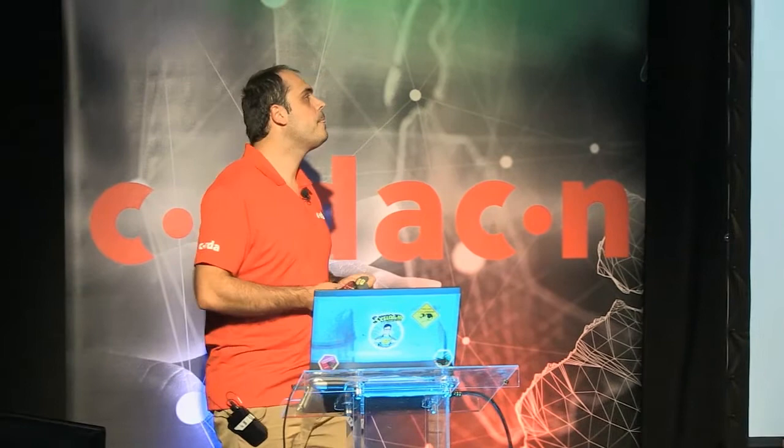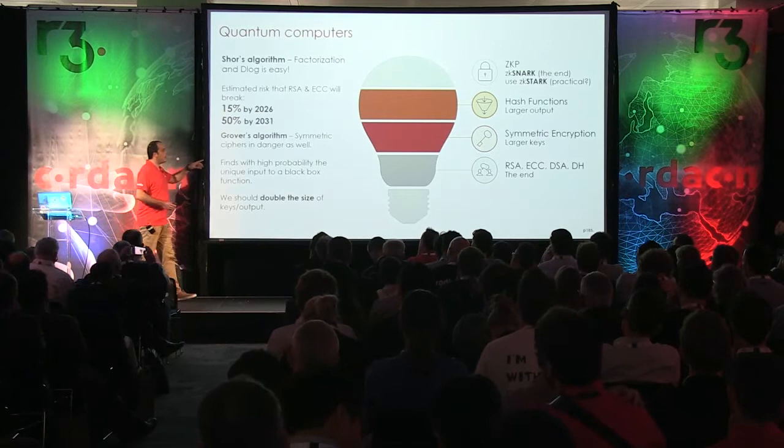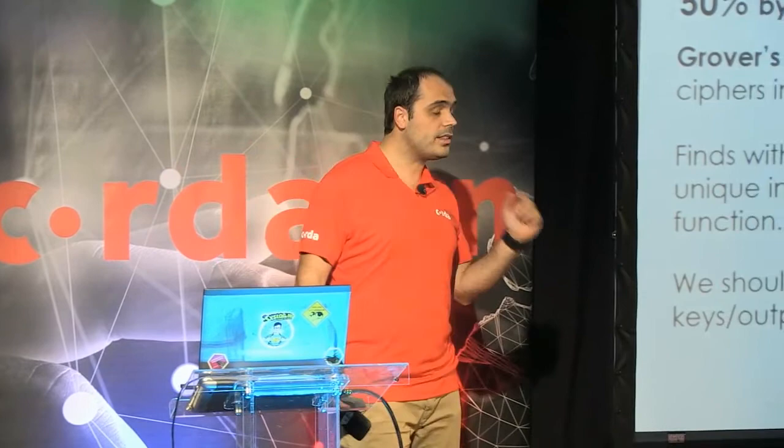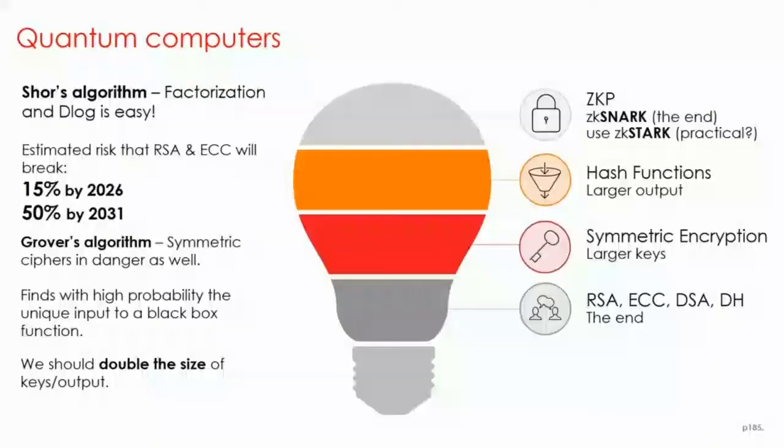The estimated risk is about 15% to have an algorithm that will break, let's say, elliptic curve 256 by 2026, and 50% by 2031. Symmetric encryption, although it's still safe, as I said, RSA and elliptic curves will break. There is an algorithm also called Grover's algorithm that will also need bigger keys so we're safer. This means that AES 512 or even bigger will be required in the future.